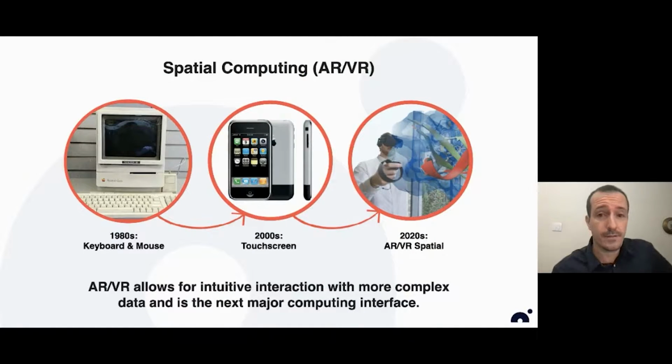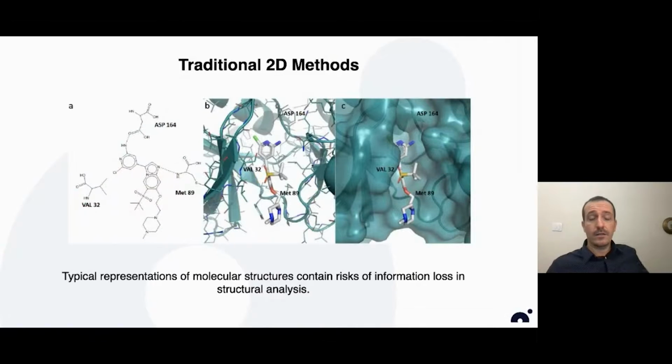Spatial computing, this AR and VR, virtual reality, is really the next major computing interface. It allows for a much more intuitive interaction with your data, definitely more than the keyboard and mouse or even the touch screen from our cell phones. Traditional two-dimensional methods, even though they show interactions between the ligand and the protein, always have a risk of information loss. It's just hard to visualize, analyze, and also communicate structural data on a flat screen. It's just not the best way to do so.